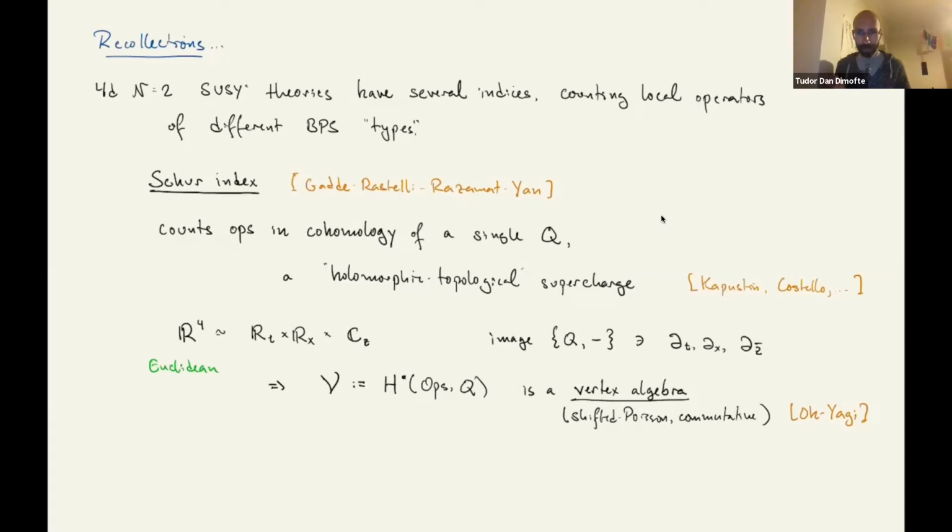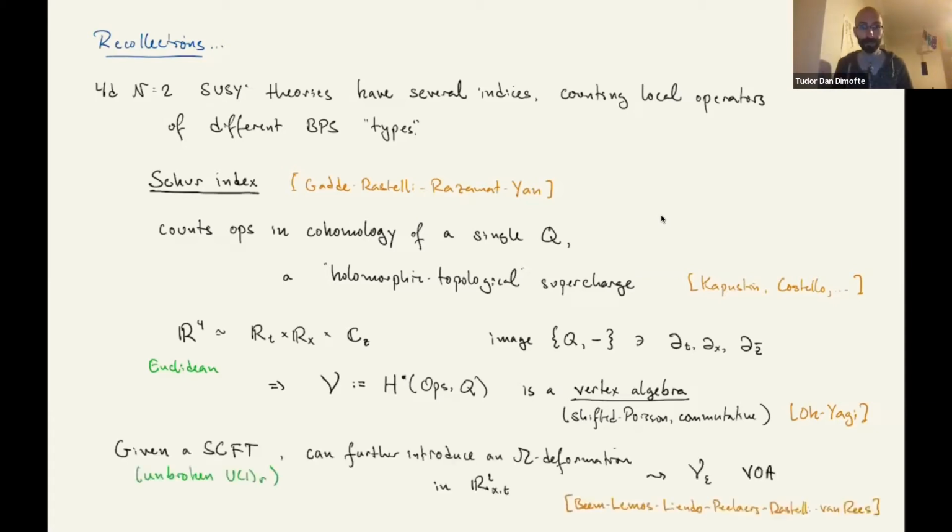And the way I've set it up here, it's a commutative vertex algebra. OPEs are non-singular, and that's because, again, the way I've set it up, these operators can be moved apart in the topological directions in t and x. So collisions in the z plane don't need to be singular. This perspective was in particular studied by Oh and Yagi.